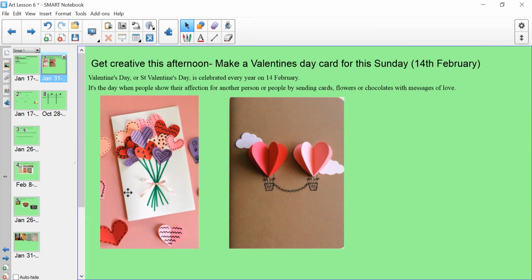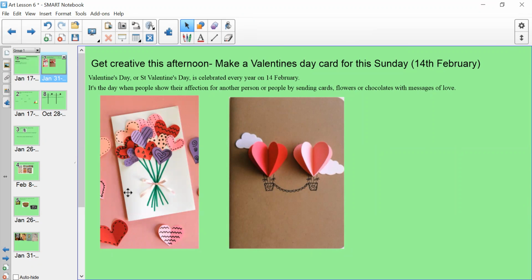So Valentine's Day or St. Valentine's Day is celebrated every year on the 14th of February. So it is a day when people show their affection for another person or people by sending cards, flowers, or chocolates with messages of love. So you might want to make a card for one of your family members or one of your neighbors or one of your friends and send it to them, hopefully safely.